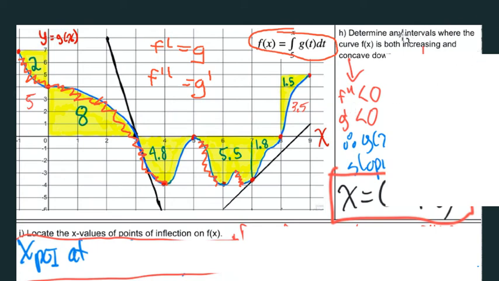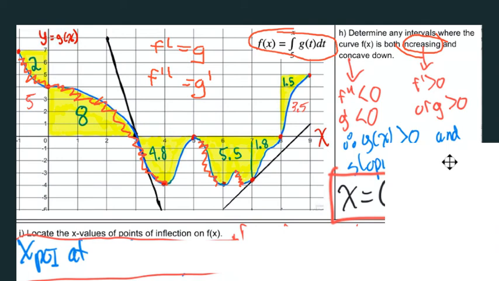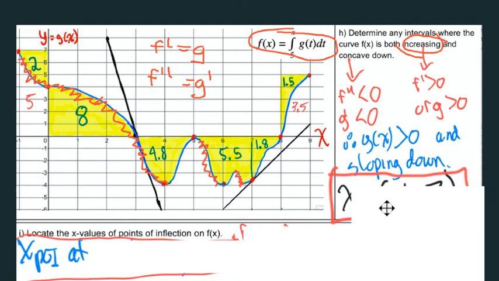But it also says the function is increasing. f at x is increasing. So what does that mean? Well, if f at x is increasing, then f prime is greater than 0. But what is f prime? It's just g. So how do I read f prime from this graph? I just look at the y value. So where is the y value above 0? Well, the y value is above 0 all along there and that little part there. Okay, that's where the y value is 0.